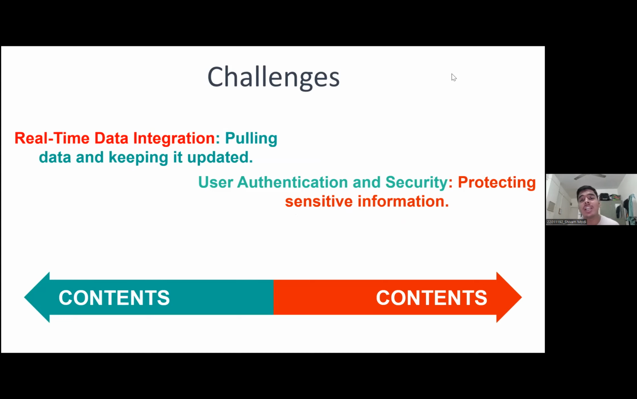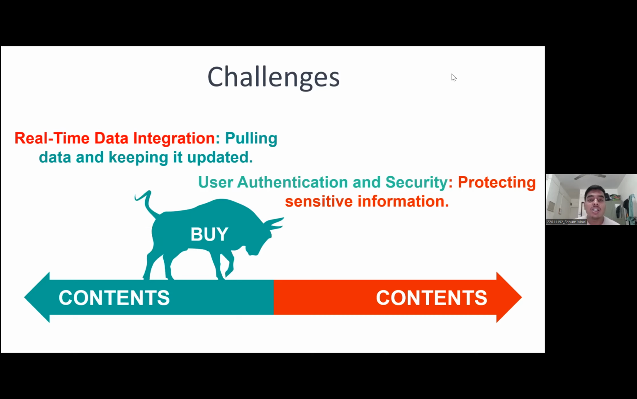And the second most important challenge will be protecting the sensitive data, because every data has to be sent to the NSE or BSE. So we have to protect that data in our database. So it will be a very difficult challenge for us.